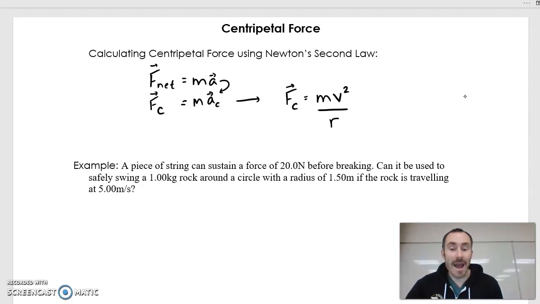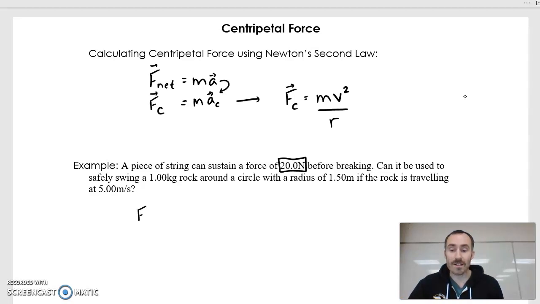So we know the maximum force, this 20 newtons. We know the maximum force the string can sustain, but we don't actually know what force the rope needs to exert in order to swing a 1 kilogram rock in a 1.5 meter circle at 5 meters per second. Okay, so we're not going to use that 20 newtons in the equation. We're going to figure out what is the centripetal force and then compare that centripetal force to the 20 newtons we know will break the rope.